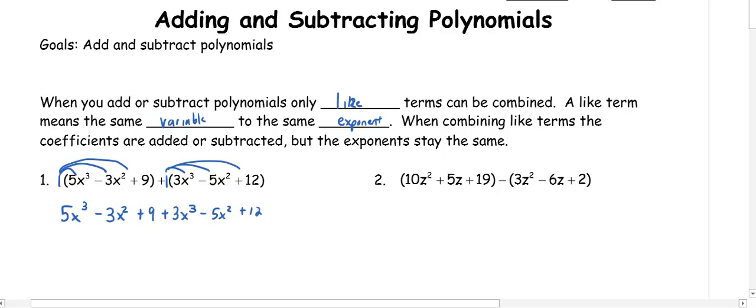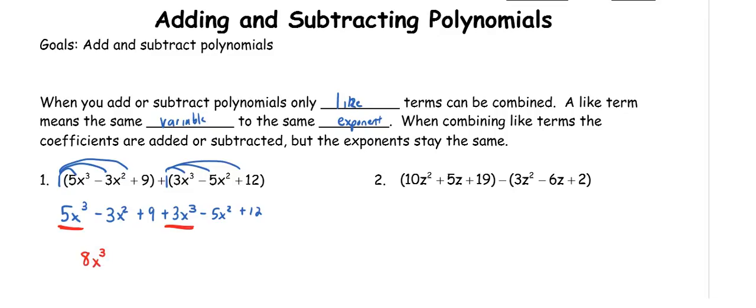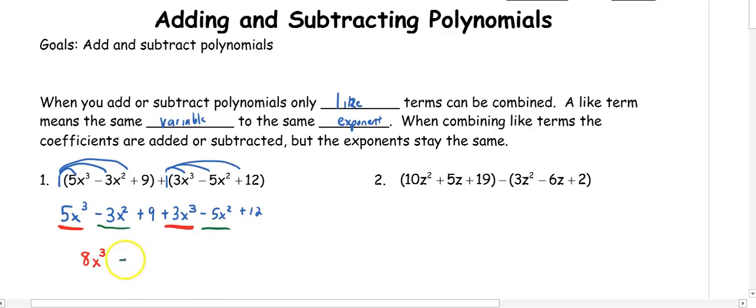Now, when we combine like terms, we always want to go from the highest exponent to the lowest or no exponent. So first, we're going to start with the cubed. We have 5x cubed plus 3x cubed, so we're going to add 5 plus 3 gets us 8x cubed. Our next exponent is the squared, so we have negative 3x squared minus 5x squared. So we have negative 3 minus 5, that gets us negative 8x squared. And then lastly, we have the constants 9 and 12, so 9 plus 12 is 21.